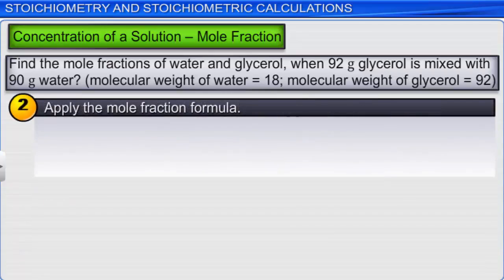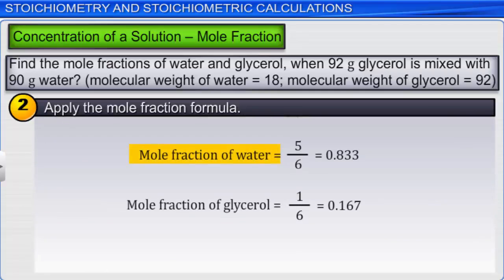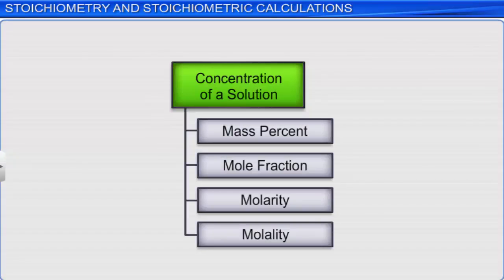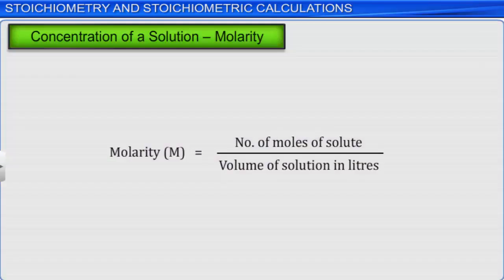Then, we find the mole fraction as per the formula. We get the mole fraction of water as 0.833 and the mole fraction of glycerol as 0.167. Next, let's look at molarity. Molarity is the number of moles of solute in 1 liter of solution. It is represented as capital M.